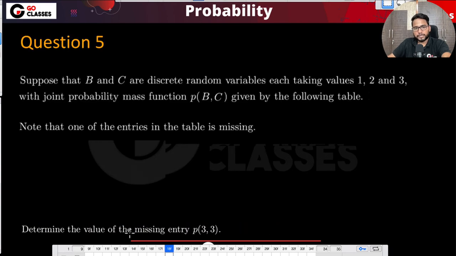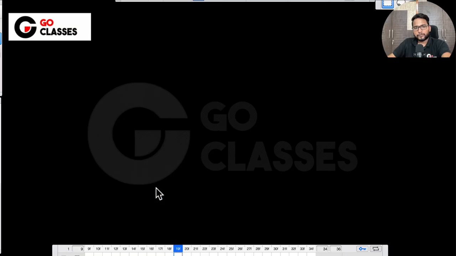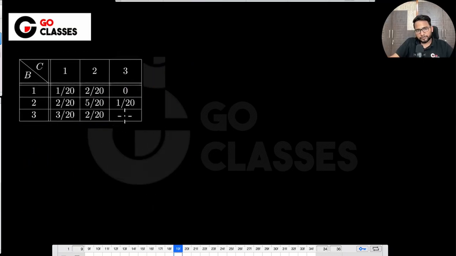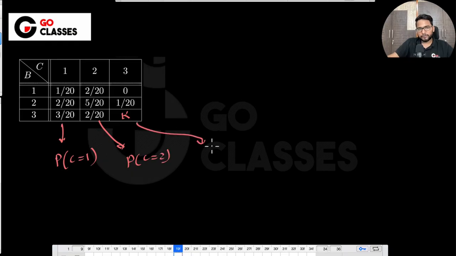What I'm saying here is that if we have this particular table, and let's suppose this particular value may be K or something. Just tell me, if you add up all of this, what is this? This is the probability of C being 1, isn't it? This is the probability if you add all of this. This is the probability of C being 2. This is the probability of C being 3, right?